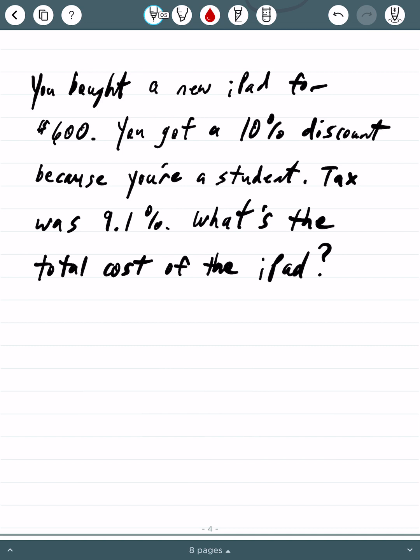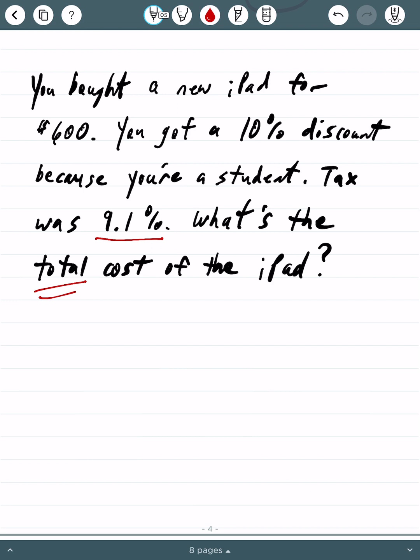So you got a 10% discount because you're a student. Tax, in this case, was 9.1%. What was the total cost of the iPad? Please read the questions. It might ask you what was the discount, 60. Okay, but this one's saying what's the total cost.